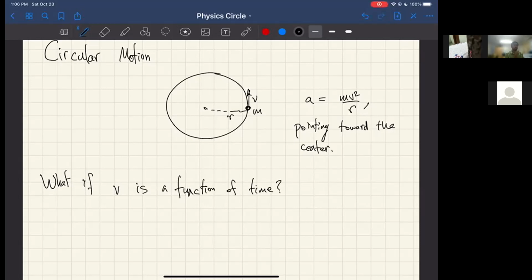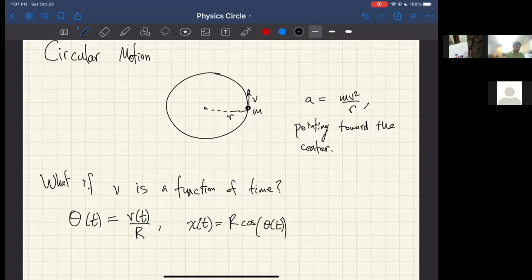and maybe it's good to learn that at some point, but I would suggest, whenever in doubt about these kinds of things, there's a very simple way: if v is a function of time, then you have theta of t, for example. That's the angle you are on the circle. And then therefore you have x of t is equal to r cosine theta of t. And then you can compute the accelerations of x and y or something like that.